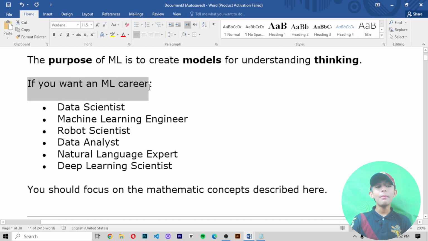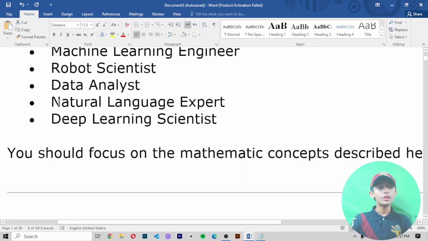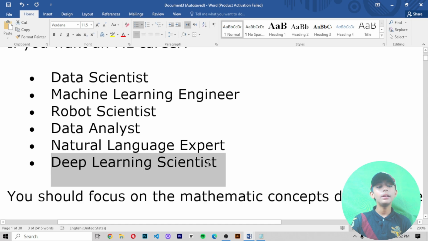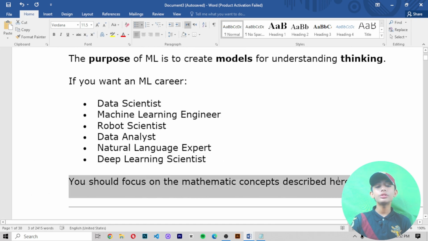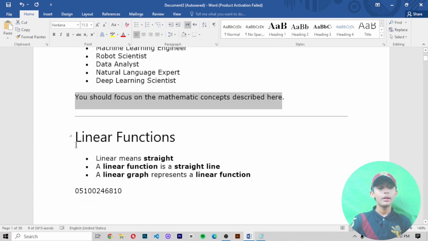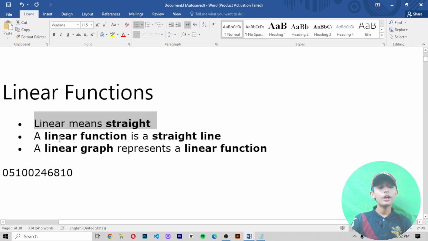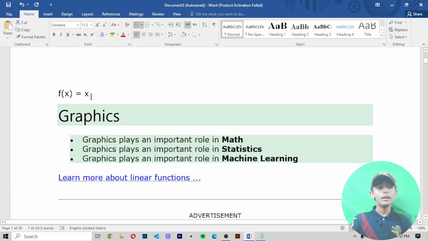If you want a machine learning career, such as data scientist, machine learning engineer, robot scientist, data analyst, natural language or deep learning scientist, you should focus on the mathematical concepts described here, like linear function. Linear means straight, and a linear graph is a straight line. A linear graph represents a linear function, like that.